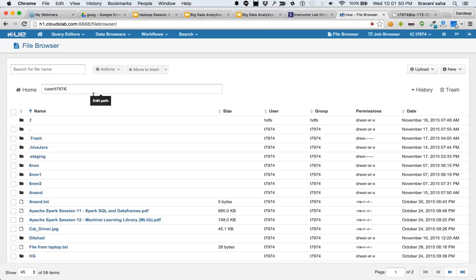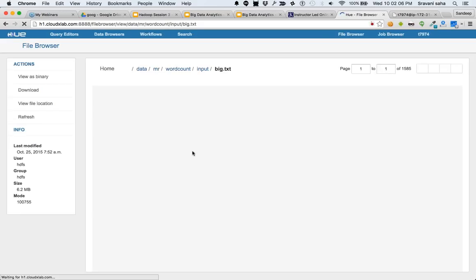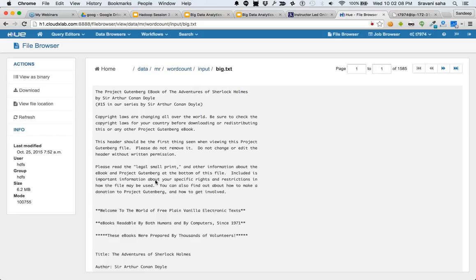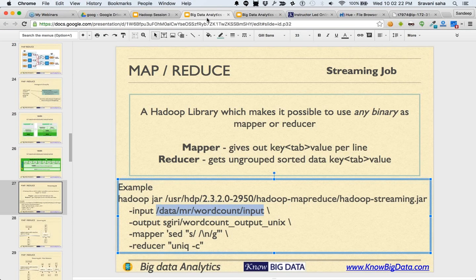Okay, you go to this particular folder, whatever we have mentioned here. In that folder, you can see inside data, inside MR, inside word count, we have the input folder. Inside that, we have this big.txt. It's a big file. I have basically combined together all the Sherlock Holmes books, concatenating them into a single file. So we have got this big file, and that's what we are trying to run right now.